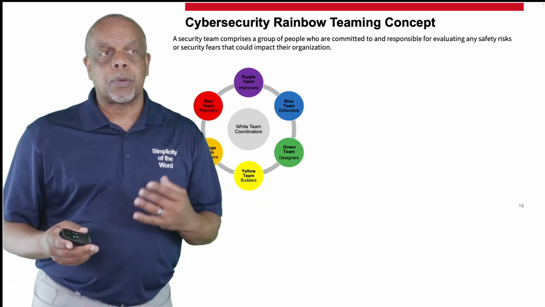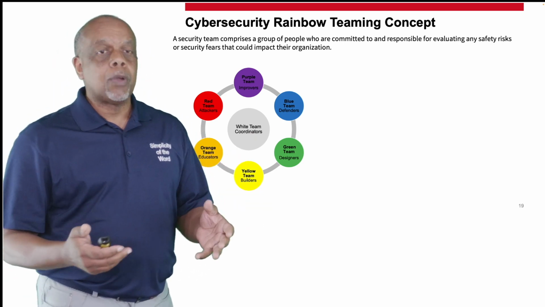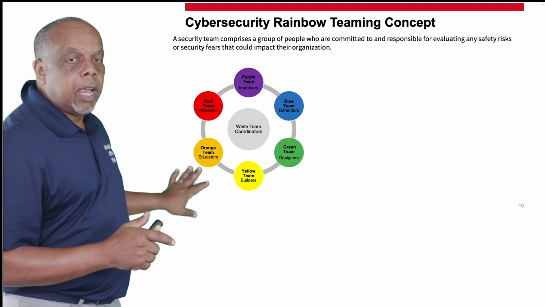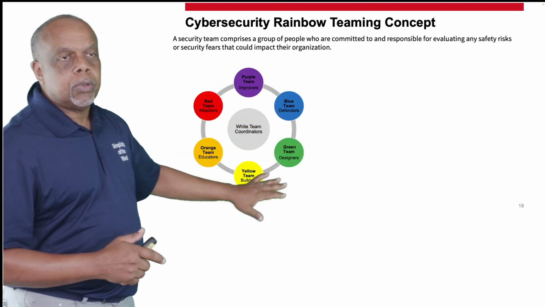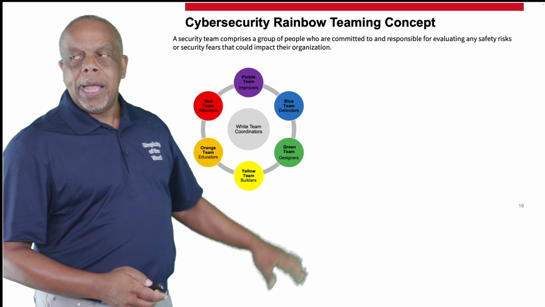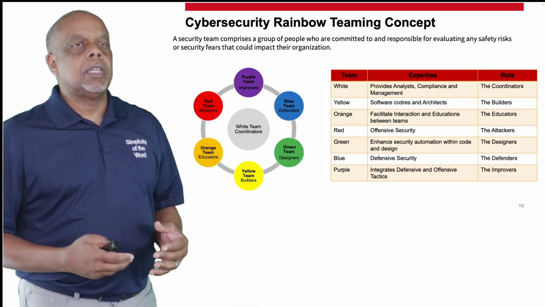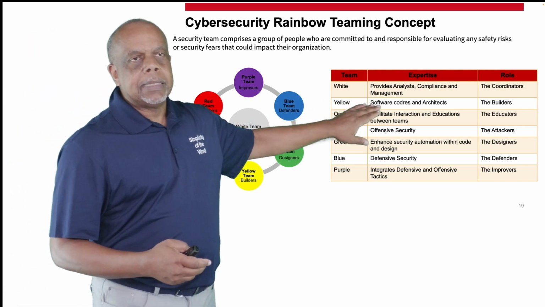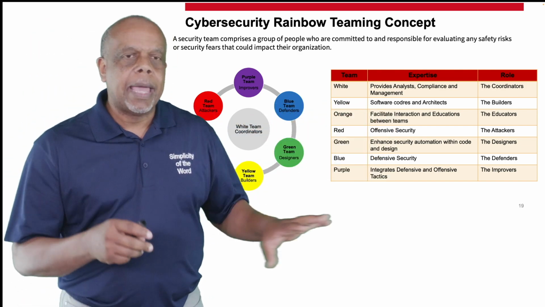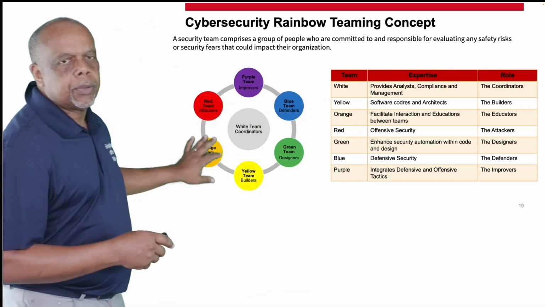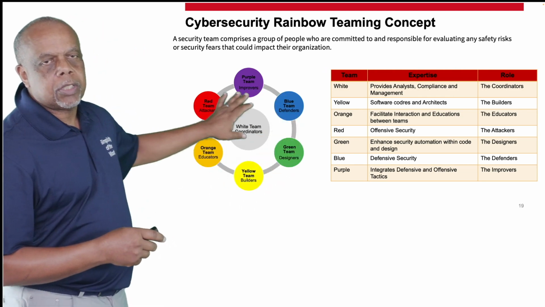If you look at this, there are multiple teams. You may have heard of some of these, like red teams and blue teams, and that's kind of where we get purple. But there are also green, yellow, orange, and white teams. So what are the differences in all these teams? Let's look at the white team. That's your management, your compliance piece. They are the coordinators of the functionality of all these other teams.